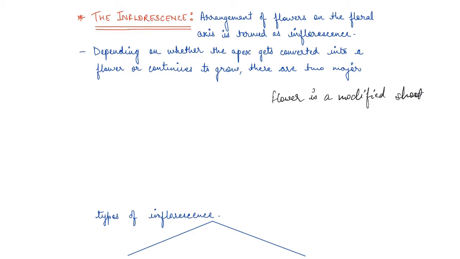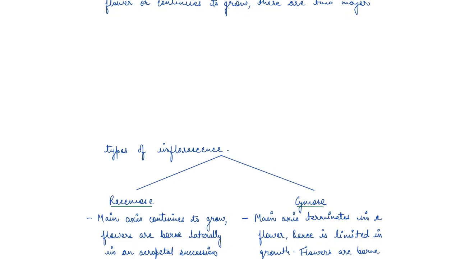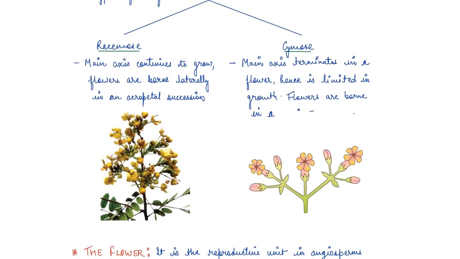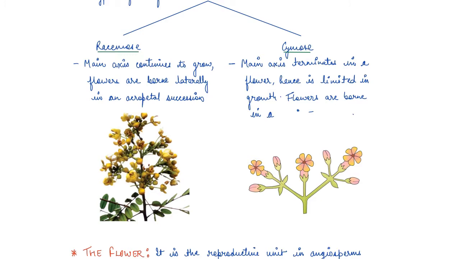Now, this arrangement of flowers on the floral axis is nothing but inflorescence, right? So, depending on whether the apex gets converted into a flower or whether it continues to grow, there are two major types of inflorescence, right? So, these two types are basically racemose and cymose inflorescence. Now, let's see what exactly it is.